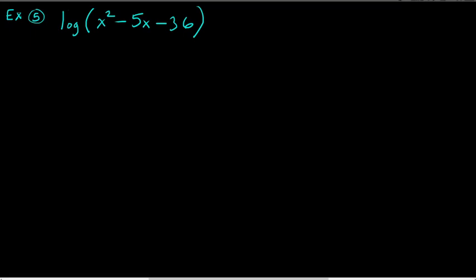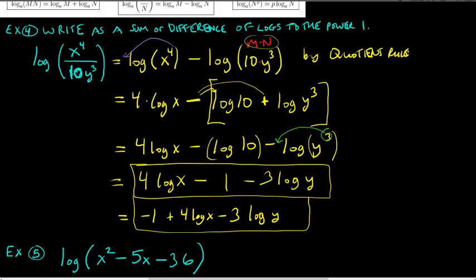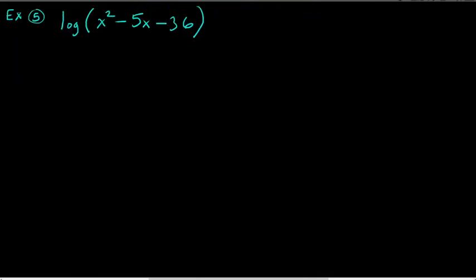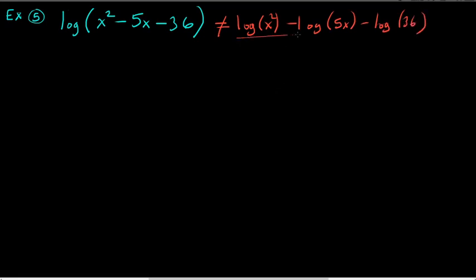Okay, next example. We want to essentially do the same thing here. We want to expand as a sum and difference of logs to the power 1, but now it's log of x squared minus 5x minus 36. So I hope you remember my warning. This is a difference, right? You cannot write it as the log of x squared minus the log of 5x minus the log of 36. There's no rule that says to do that.